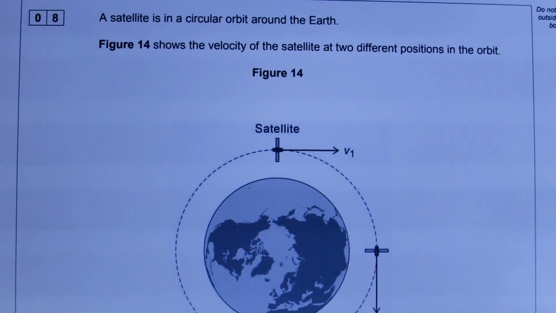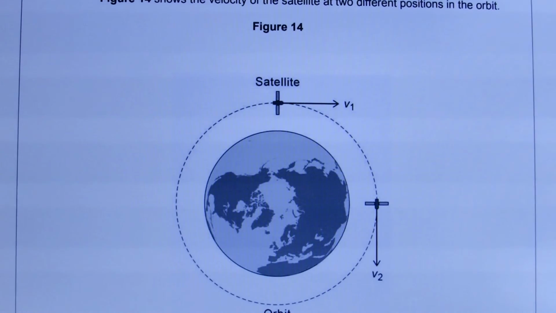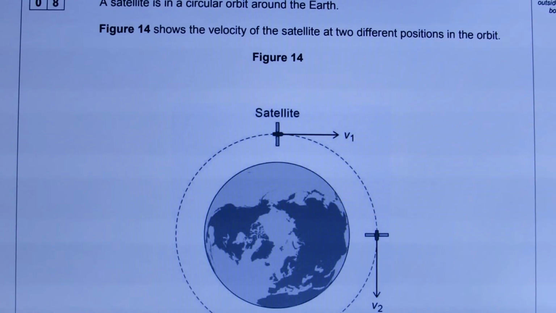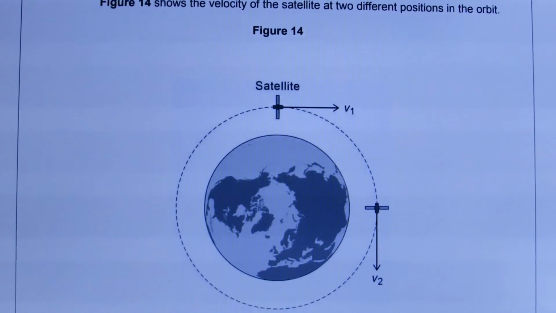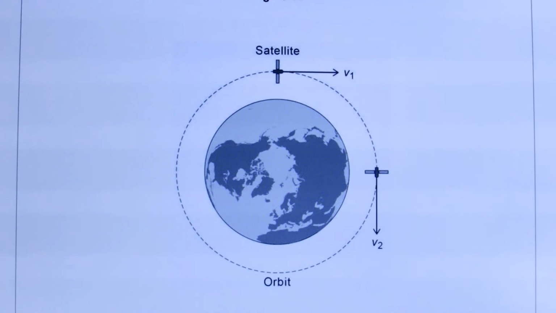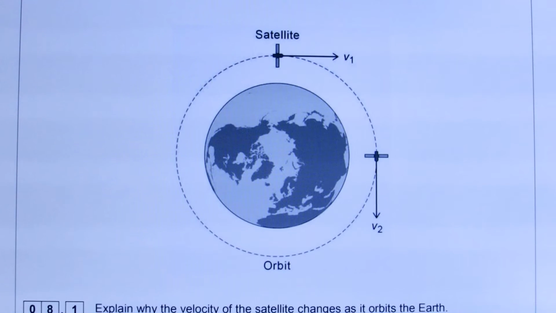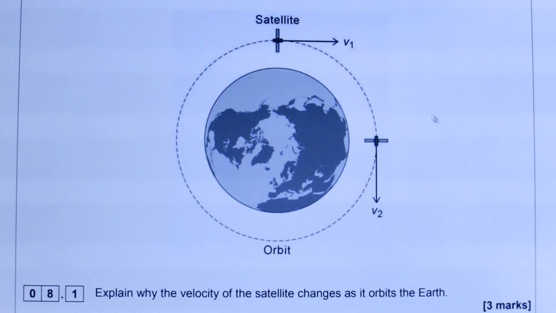The satellite is in a circular orbit around the Earth. Figure 14 shows the velocity of the satellite at two different positions in the orbit. At this point, flat earthers fail by standing up and screaming and tearing the paper apart and throwing all their pens and pencils and erasers and any crayons they haven't eaten yet across the room. Explain why the velocity of the satellite changes as it orbits the Earth. 3 marks. Because it's being accelerated toward the centre of the Earth by the force of gravity, because this is GCSE Physics and we don't do Einsteinian field equations here. Because it changes direction. I mean, this is GCSE.